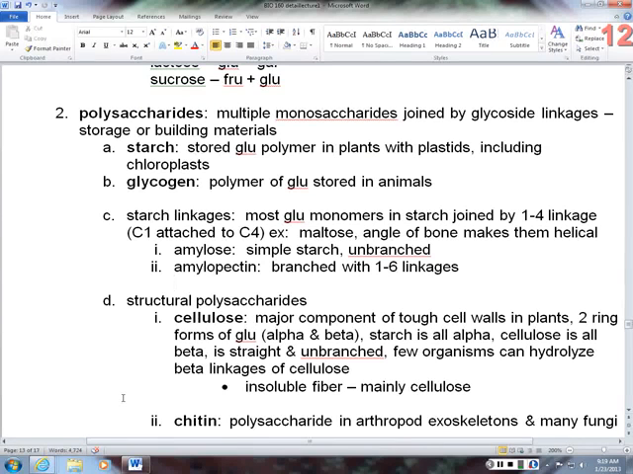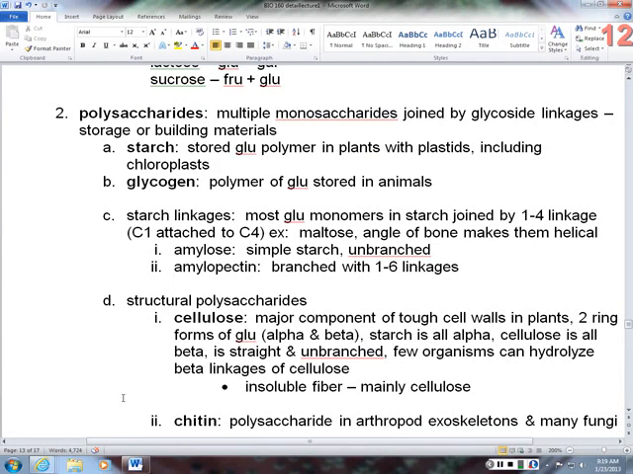And then cellulose, this is a major component of tough cell walls in plants. You have 2 rings that form glucose, the alpha and beta in there. The starch is alpha types of bonds in there. The cellulose is going to be all beta bonds, and it's going to be straight and unbranched in there.